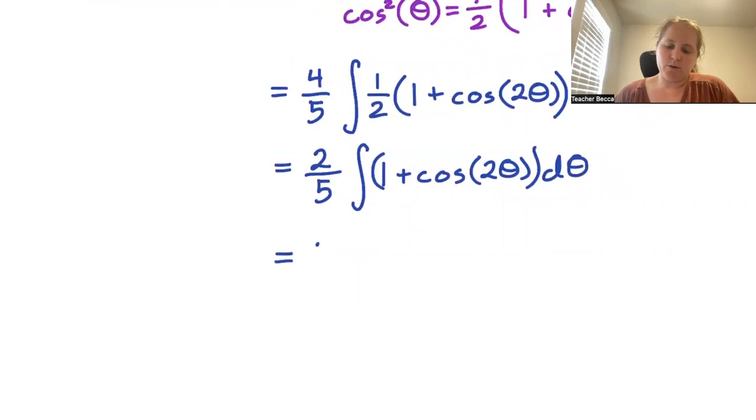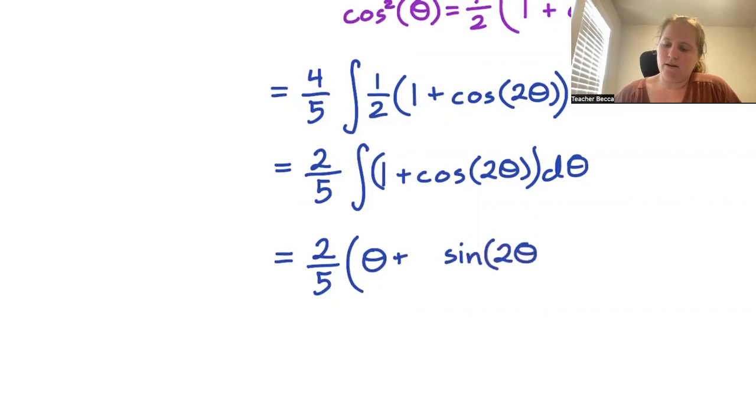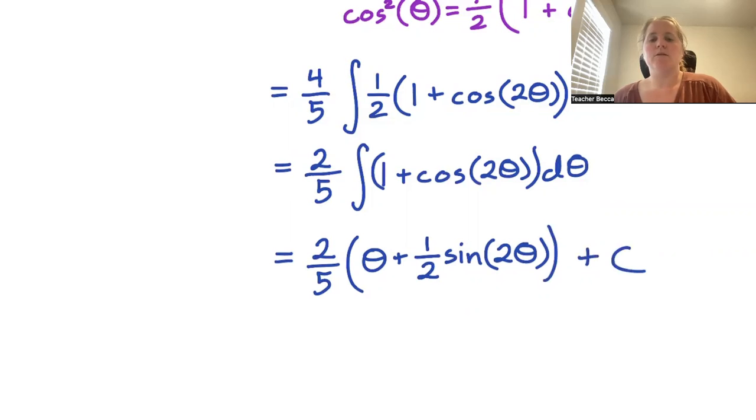So this becomes 2/5 times 1 will go to theta. Cosine integrates to sine. So we will have a sine of 2 theta. And of course, to counteract that 2 inside, we should have a 1/2 out front. And then we have our plus c. So this is 2/5 times, in parentheses, theta plus 1/2 sine of 2 theta, in parentheses, plus c.